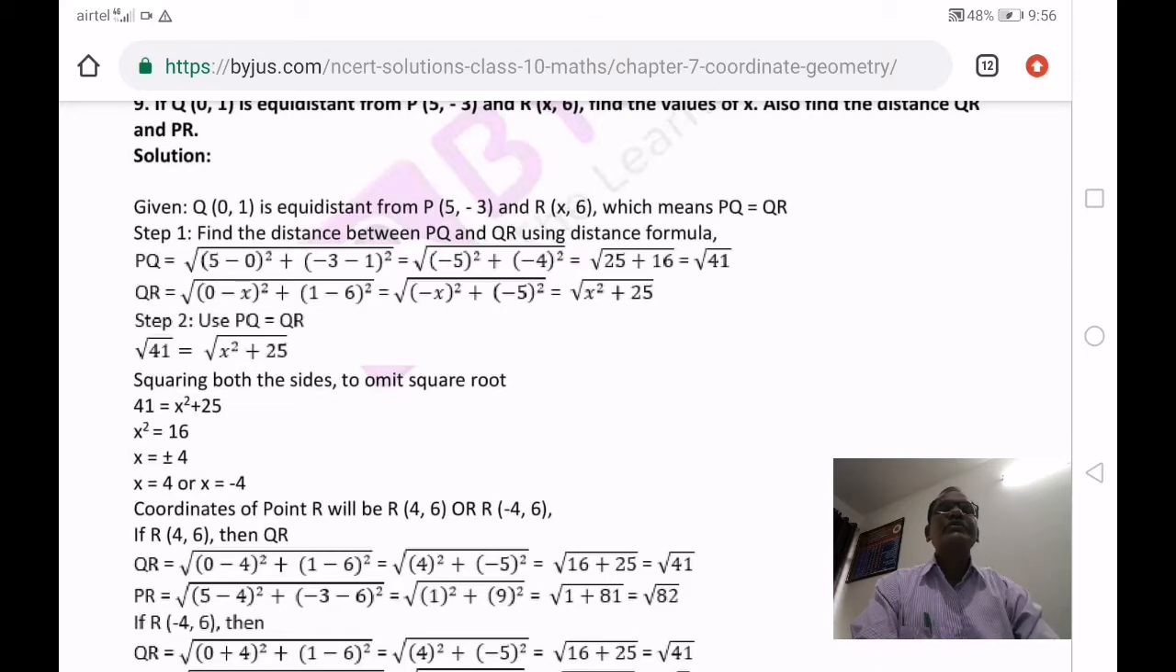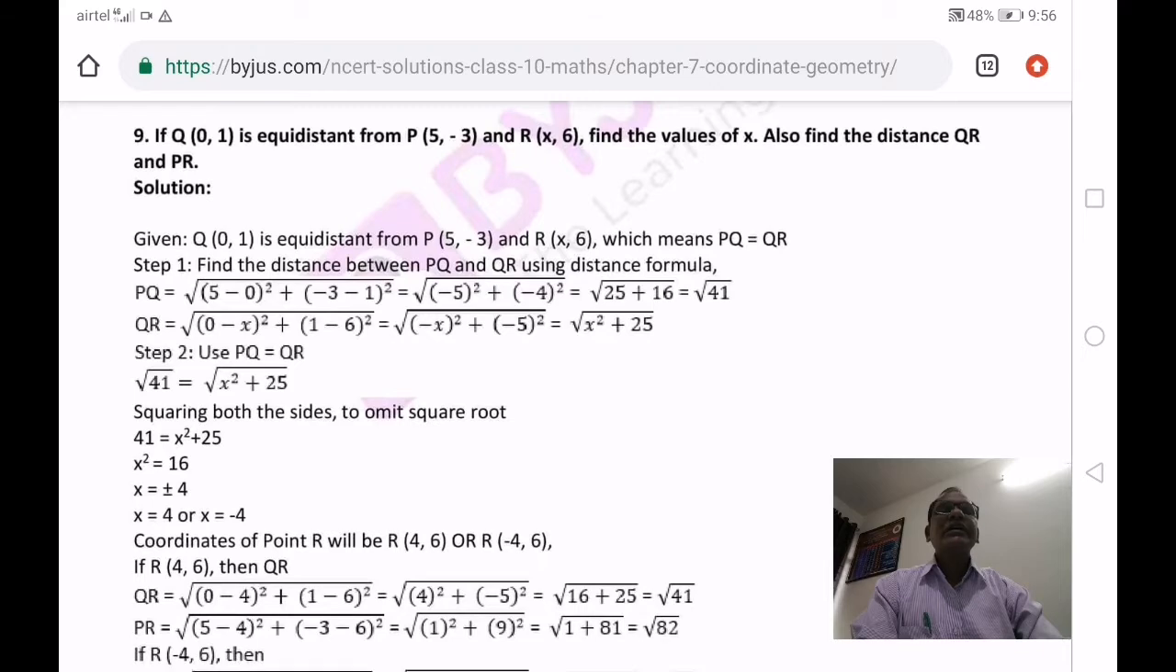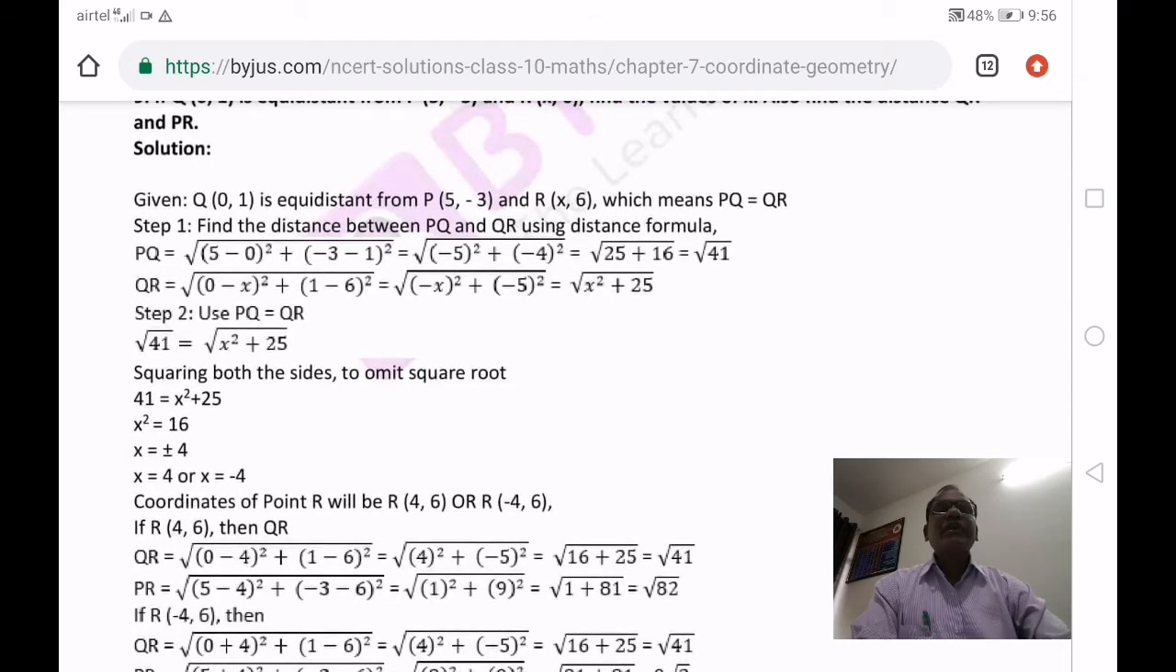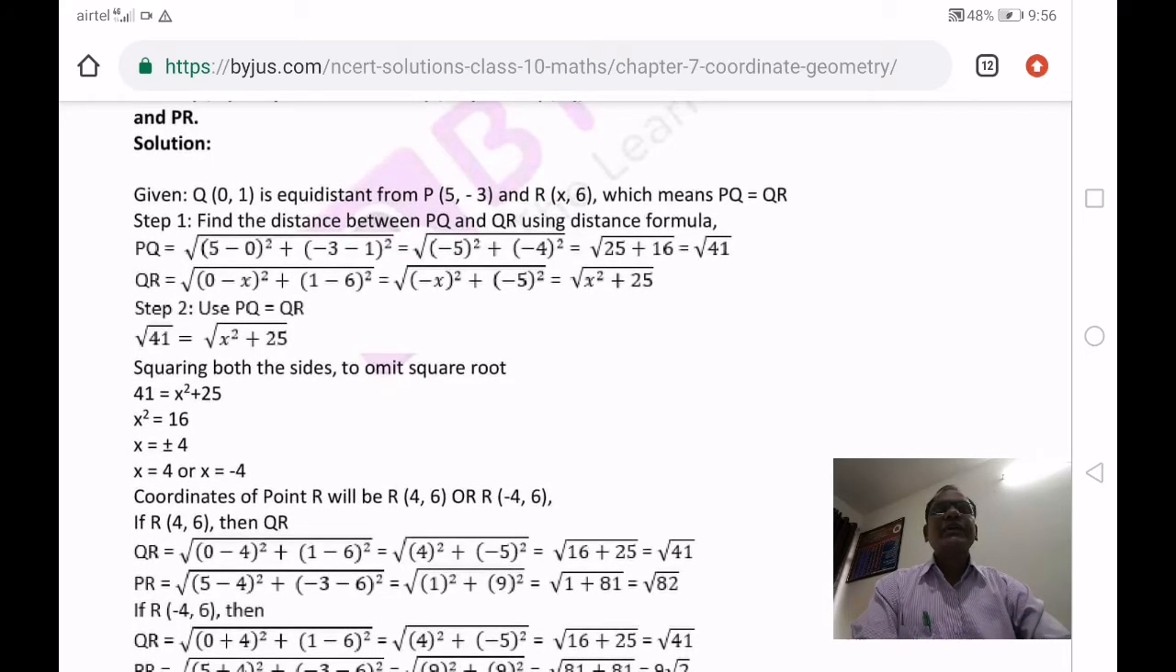Like that only, QR also. Q is (x1, y1), R is (x2, y2). You have to substitute: (x minus 0) whole square plus (6 minus 1) whole square, so x square, and 6 minus 1 means 5 whole square. Therefore square root of x square plus 25. By the given, what does equidistant mean? Therefore using PQ equals QR, square root of 41 equals square root of x square plus 25. So both sides square root get cancelled. Then we get 41 equals x square plus 25. Therefore x square equals 41 minus 25, which is 16. Therefore x equals square root of 16, which means plus or minus 4.